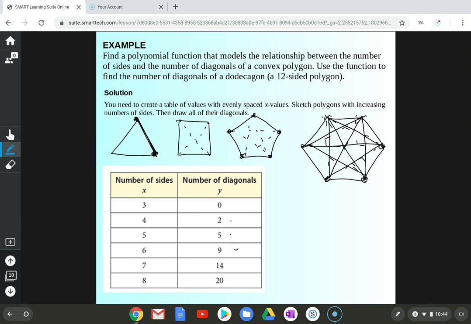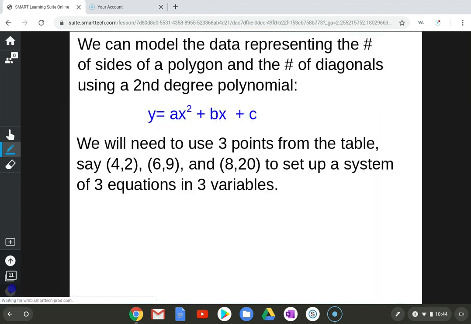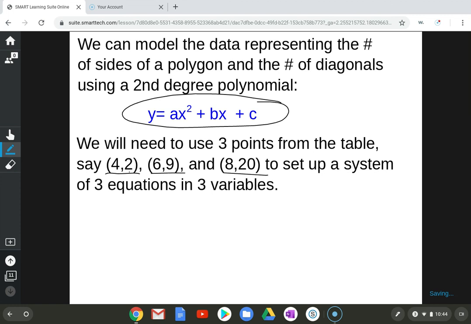diagonals. All right. So what are we going to do with these diagonals? We are going to see if we can find a polynomial that represents those data points. So we're going to take 3 points from the table. So a 4-sided polygon had 2 diagonals, 6 had 9, 8 had 20. We're going to set up a system of 3 equations with 3 variables. I know I'm going to run out of space, and I'm pretty sure my next slide doesn't have it, so I will just have to add slides when we continue.